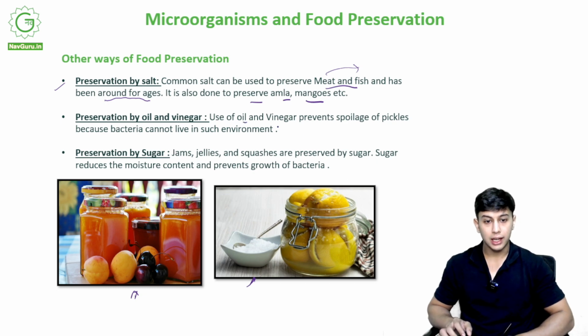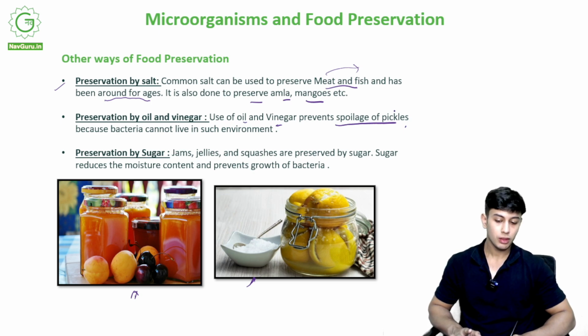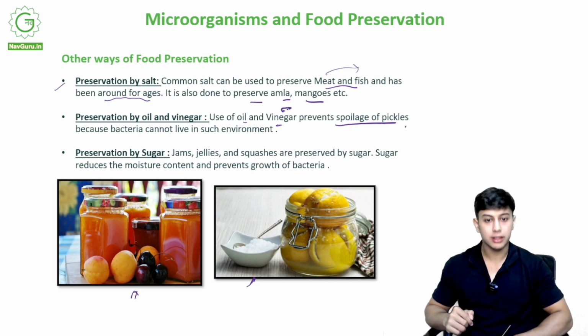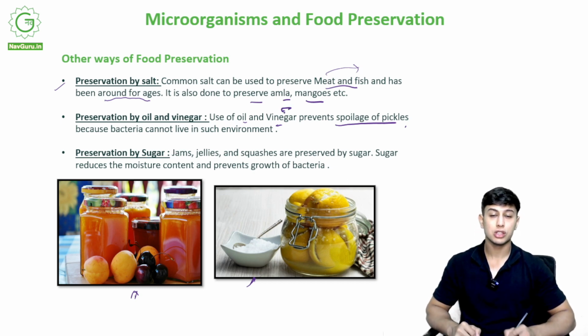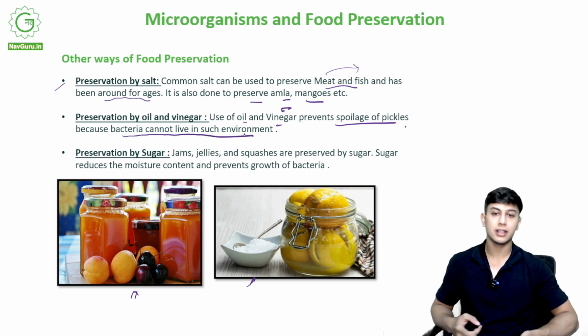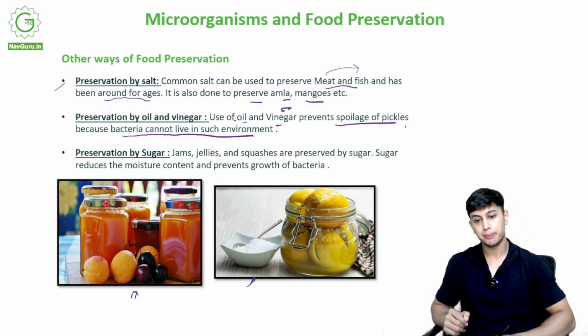Use of oil and vinegar prevents spoilage of pickles. So when your mom is making achar, they use a glass jar in which they add all the lemons, the spices and whatnot, and they add vinegar to make sure that it does not go stale, it does not get spoiled by microorganisms, because bacteria cannot live in such an environment. So oil and vinegar are used as a preservative.